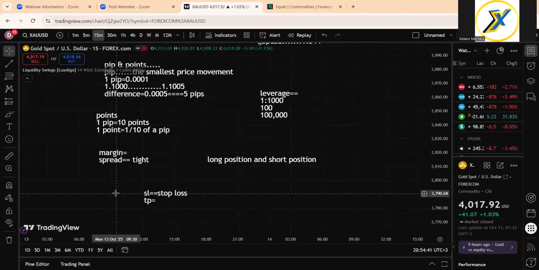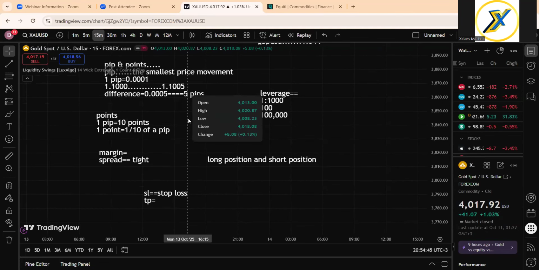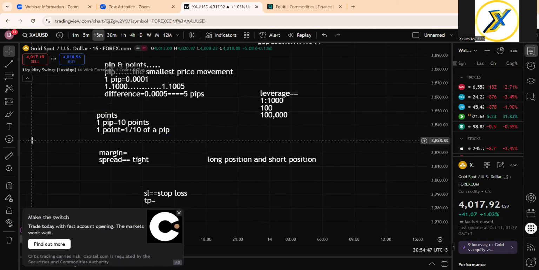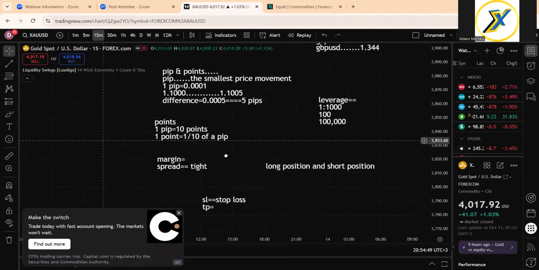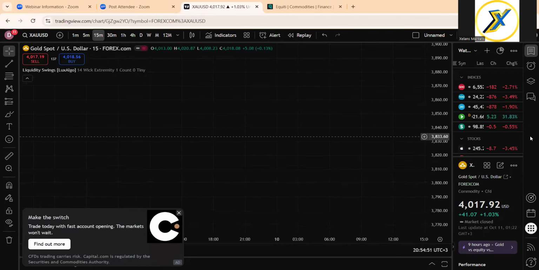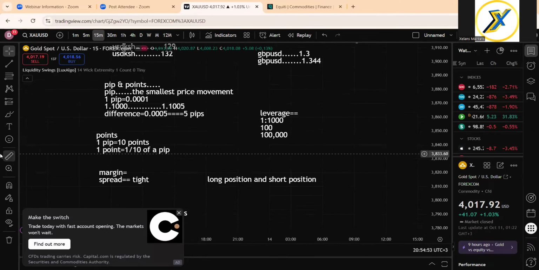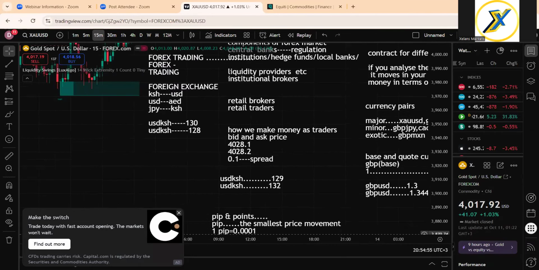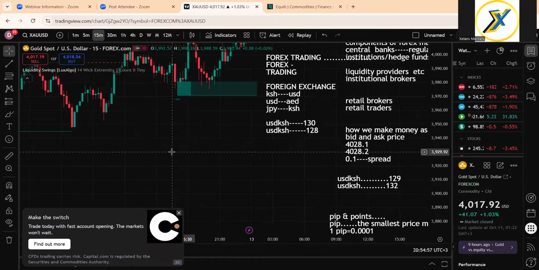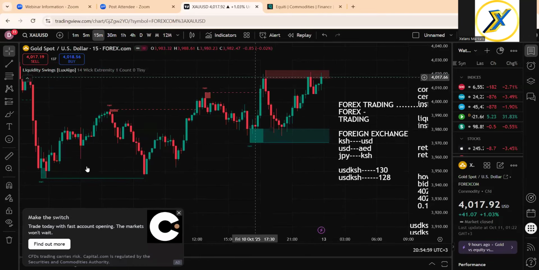So the next thing that many people know is the chart. I'm just going to show you what the chart basically is. This is basically the chart. These are what we call candlesticks.